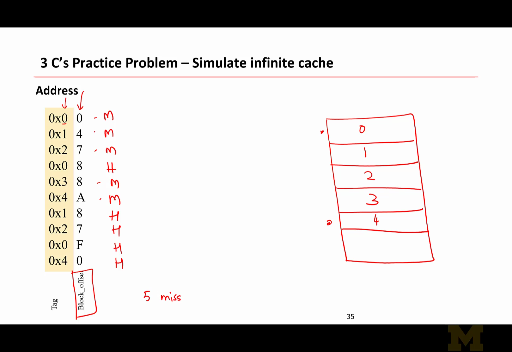And all 5 of these are later going to be classified as compulsory misses, because even in an infinite cache I encountered them, and therefore the only way you could have solved it is by increasing the cache block size, but we are not going to do that.